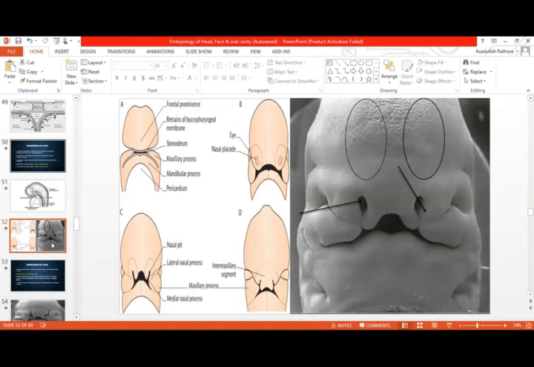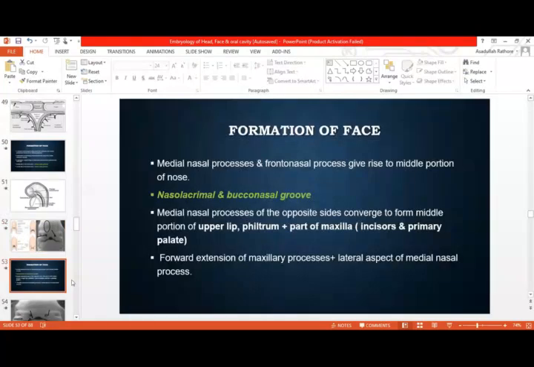So once these structures have developed, the development of the face is going to continue, and then we can see over here that the medial nasal processes and the frontal process give rise to the middle portion of the nose.